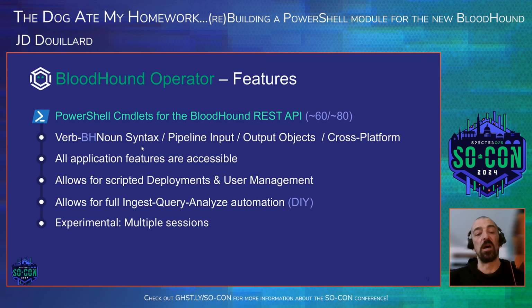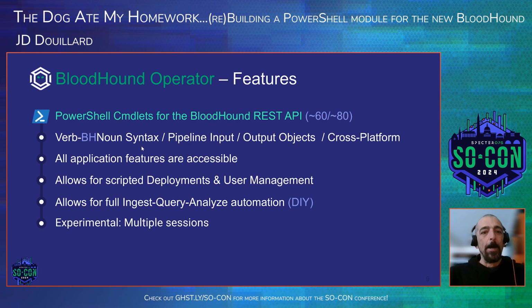It allows for the full ingest, query, and analyze, with a bit more automation on the community side, or DIY on the community side, of course. But since now you can ingest and run queries, you could automate this whole process. And I put it here as an experimental feature, but you could even have multiple sessions, so be talking to multiple BloodHound instances at the same time. It's probably more useful for us internally than for, I don't know, whoever.